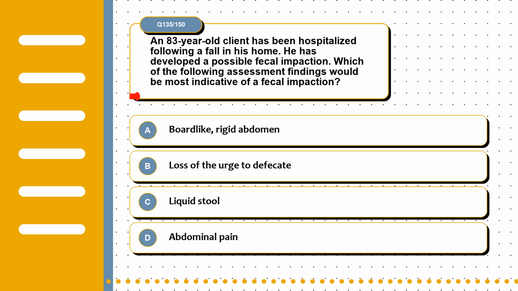Question 135. An 83-year-old client has been hospitalized following a fall in his home. He has developed a possible fecal impaction. Which of the following assessment findings would be most indicative of a fecal impaction? Here are the options. Option A, board-like, rigid abdomen. Option B, loss of the urge to defecate. Option C, liquid stool. Option D, abdominal pain.